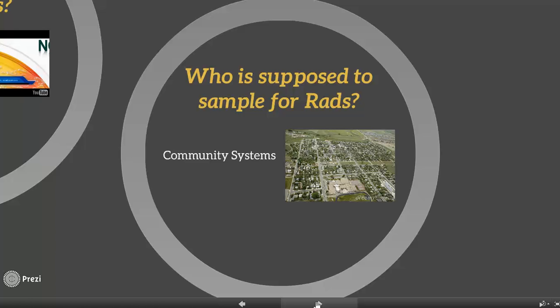So who is supposed to sample for radionuclides? Well, it's all community water systems. So what is a community water system? It's a public water system that's serving year-round residents. So it has 25 or more people or 15 or more service connections, and these people are living there year-round. They're cooking with this water, washing their clothes with it, bathing, showering, brushing teeth, doing laundry, making bottles. They live there year-round. So our concern is short-term and long-term health effects when we consider the sampling for this type of water system.